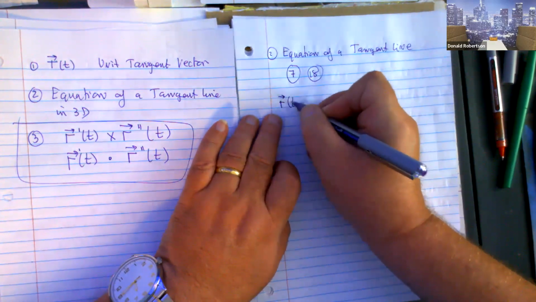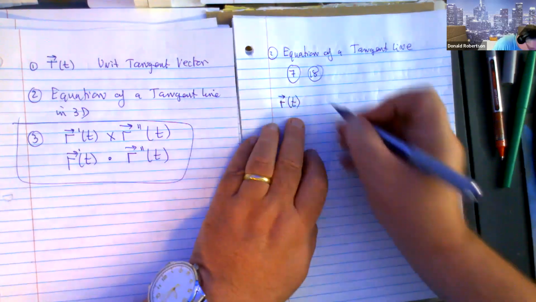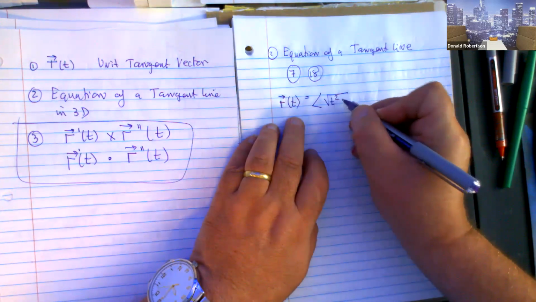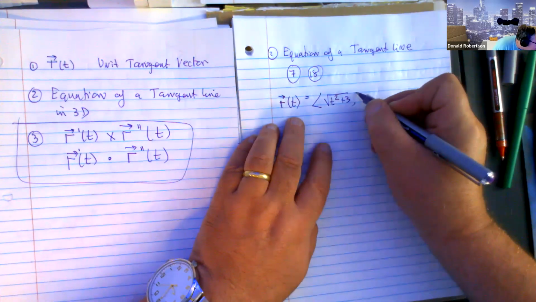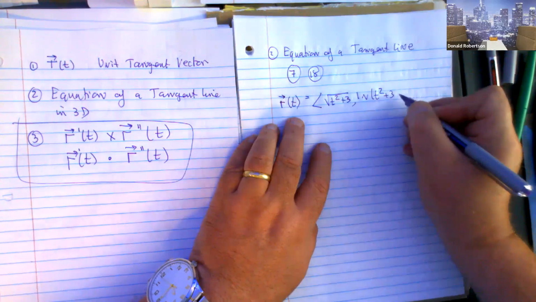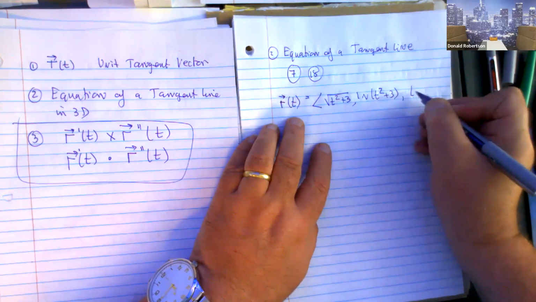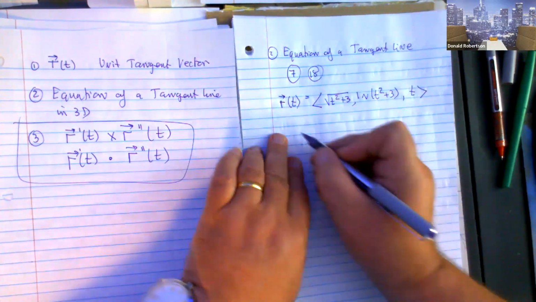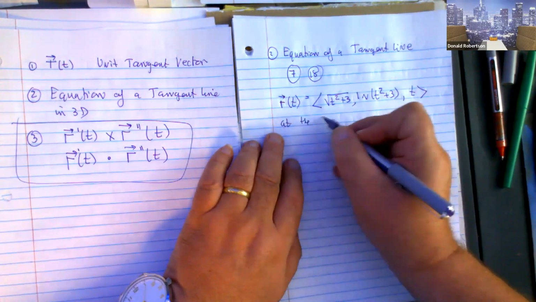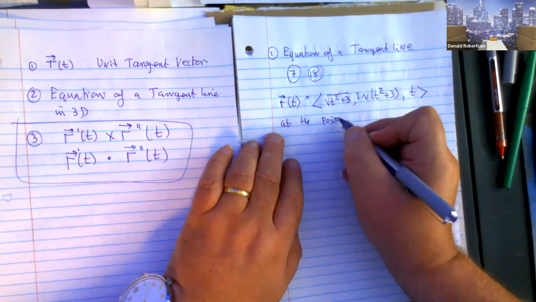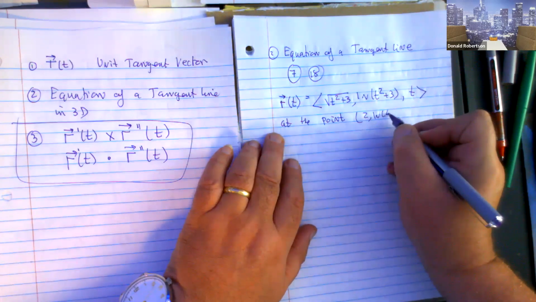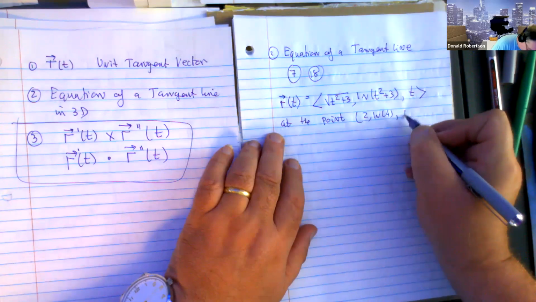Here is a space curve. It's the square root of t squared plus 3. It's the natural log of t squared plus 3. And it's a t. And we're being asked to find the equation of the tangent line at the point 2, natural log of 4, comma 1.